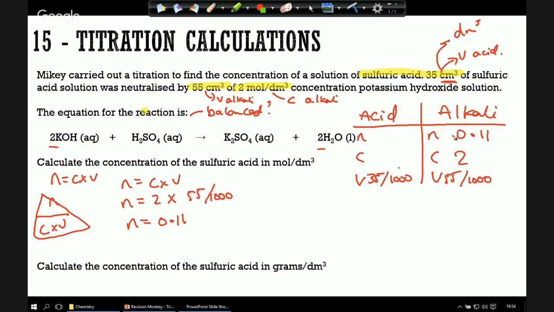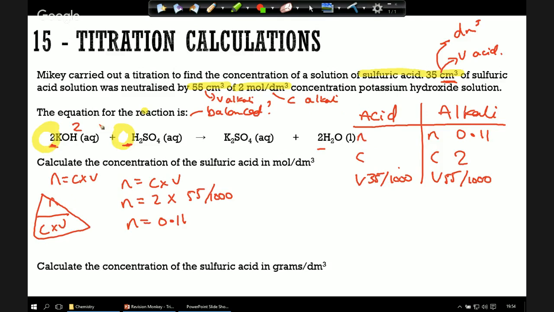Now, once we've got everything for the alkali, our next step is to use this balanced equation. The whole point you balance it is because you need it. You need to know the ratio of molecules of alkali to molecules of acid. So our ratio here is 2 to 1.